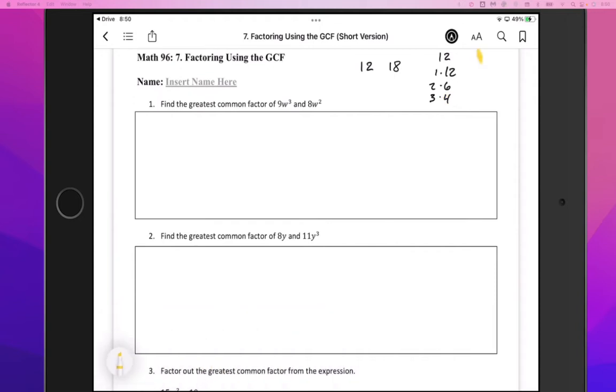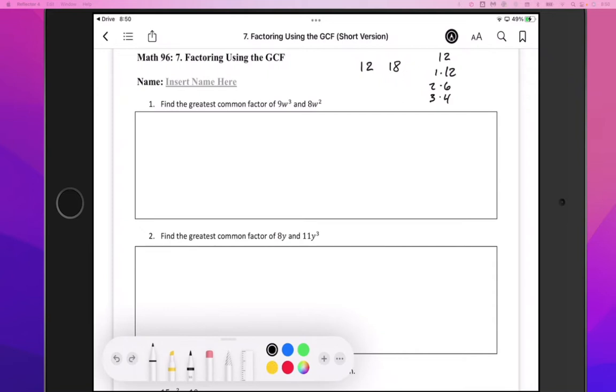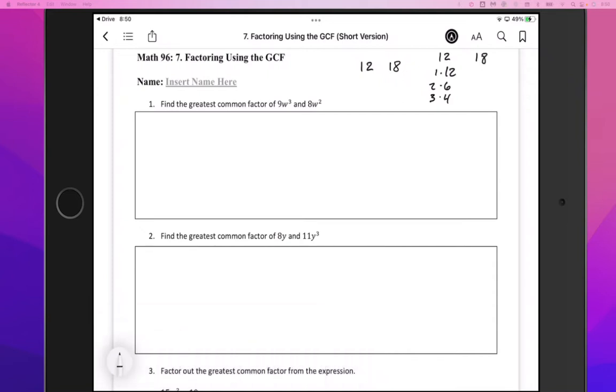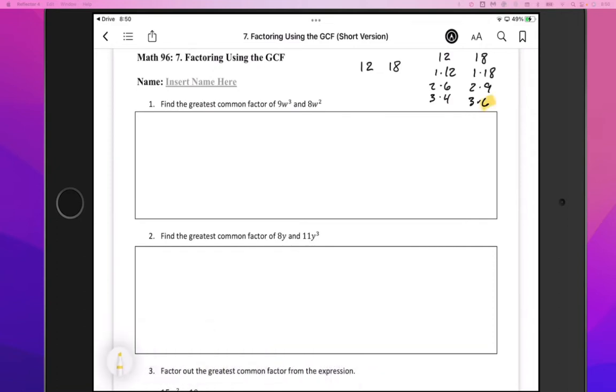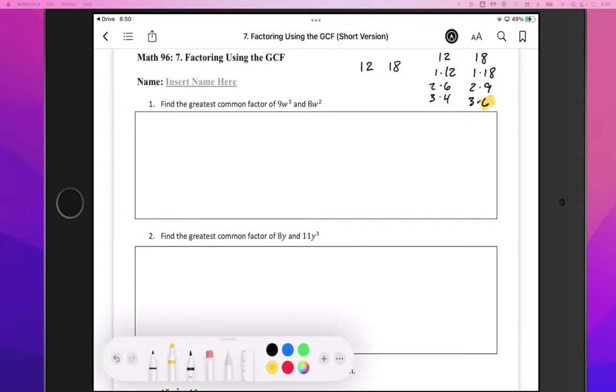And then with 18, similarly, 1 times 18, 2 times 9, 3 times 6, 4 does not work, 5 does not work, 6 does work, but I've already got it. So I know that I can stop, and I have completed my list of all of the factors of 12 and 18.